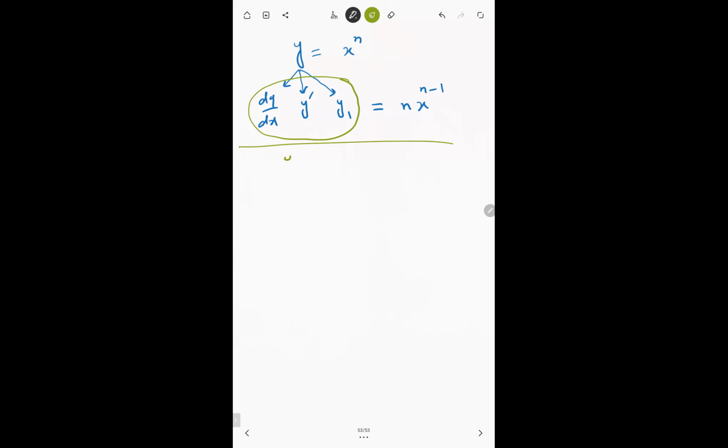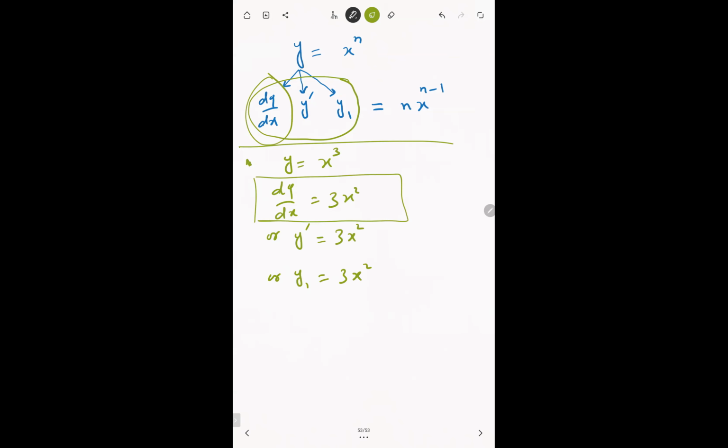So if I have a question y is equal to x cube, if I differentiate this, I write dy by dx is equal to 3x square, or if I write y prime is equal to 3x square, or if I write y1 is equal to 3x square, these all, dy by dx, y prime, y1, represent the same thing, differentiation. But the more common notation being used in the question in the exam is dy by dx, and we will also be using dy by dx.